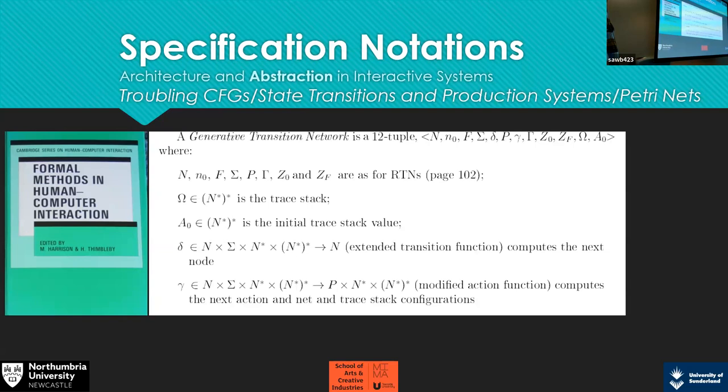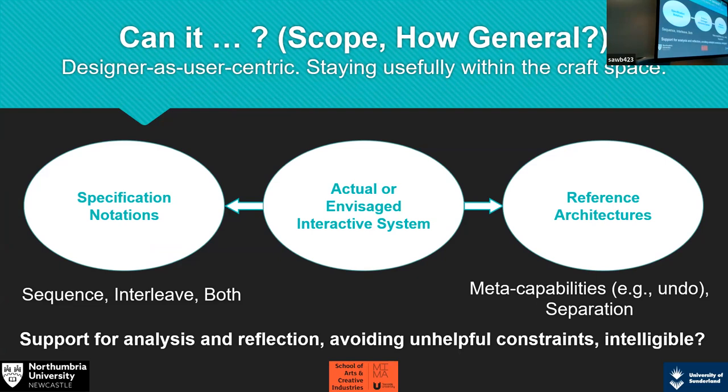Just to show that we looked like computer scientists, we used LaTeX before people in CHI got forced to use it. So the key point about this early work was that it was user-centric in the sense that it was designer as user-centric. Were you thinking about what the designer wanted to do?